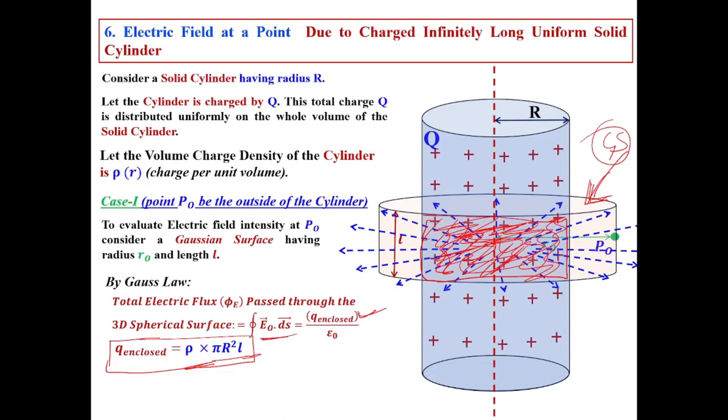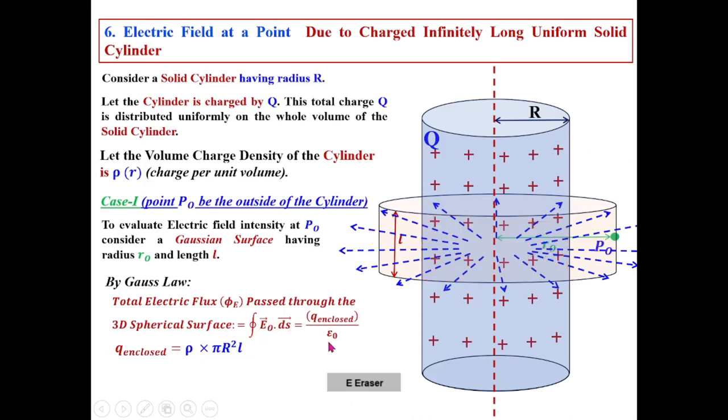Now, E_O dot dS means the dot product with dS, that is any element on the surface of the Gaussian surface. Suppose this is a dS element. The direction of dS will be along this direction, and the electric field intensity is along the same direction, both in the same direction. So E_O dot dS will be E_O dS cos 0 degrees. That means E_O is a constant taken outside the integration, which will be equal to this much charge divided by epsilon 0.